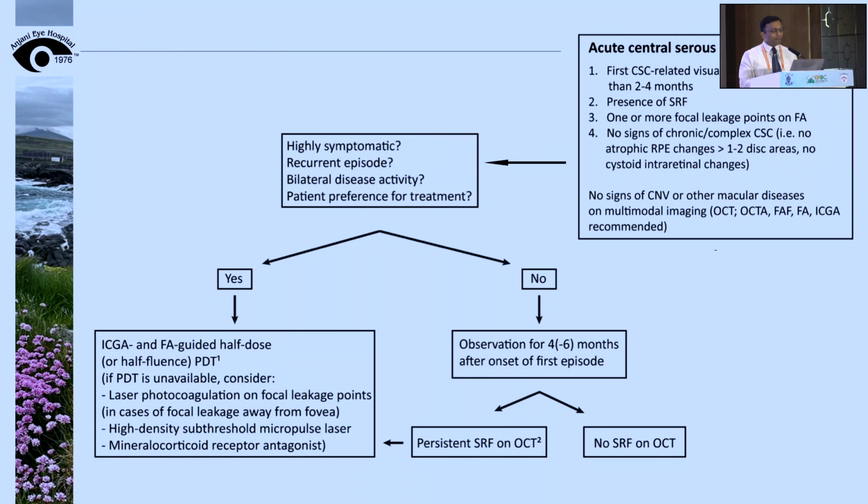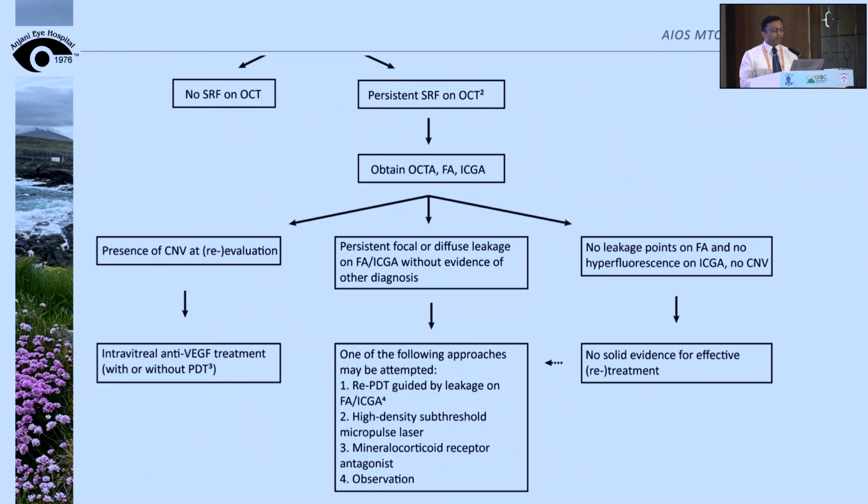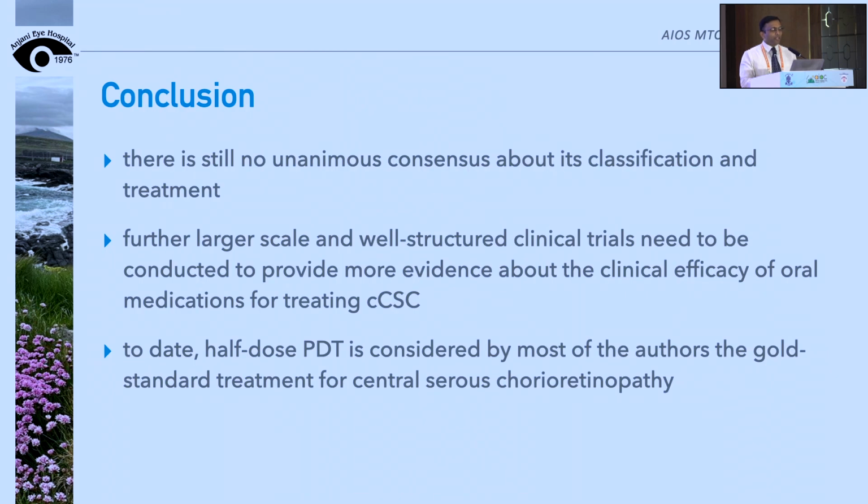We can observe, and if it doesn't subside over 4 to 6 months, we can proceed with the half-dose PDT. And if it is chronic, then we know the treatment is pretty much what is there. So in conclusion, there is still no unanimous consensus about its classification and treatment. Further large-scale and well-structured clinical trials need to be conducted to provide more evidence about clinical efficacy of oral medications. And to date, half-dose PDT is considered by most of the authors the gold standard.